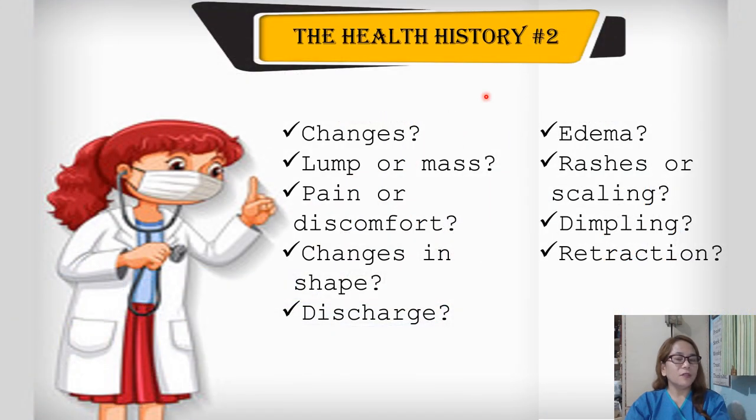So, moving on to our health history, you have to start with the following questions. You can ask your client, have you noticed any changes in your breast? For the lump, do you feel lumps or masses? If the patient says, for example, there is a lump, you can now utilize your OLD CARTS to continue with your health history taking, to get more data about the complaint of the client.